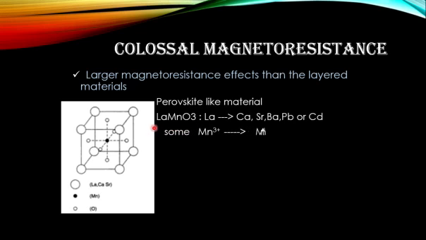So here you can see lanthanum manganese oxide, if some of the lanthanum is replaced by calcium, strontium, barium, lead or cadmium, which are +2 valency, so some of the manganese 3+ will become manganese 4+ to neutralize the compound. So what will happen? The lanthanum will be 0.67, calcium 0.33, and manganese and oxygen, where you have a presence of mixed valence state of manganese.